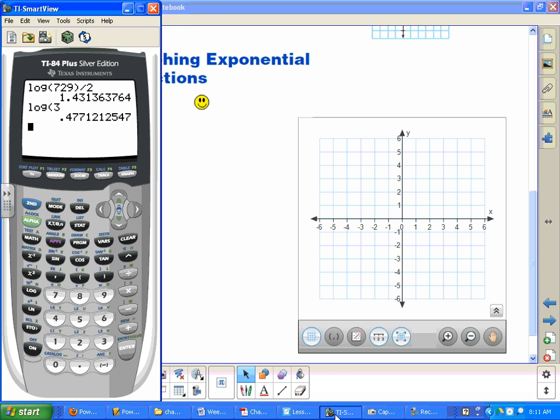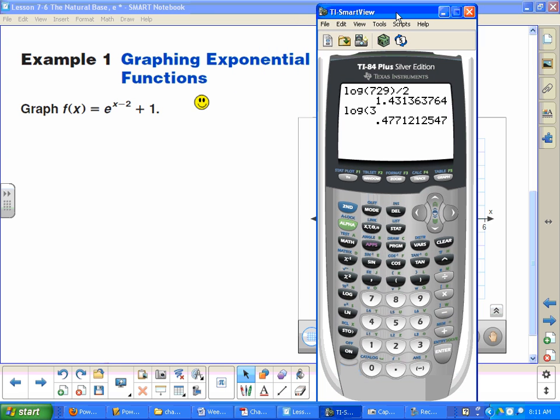So on our calculator, we've got e raised to the power of x minus 2, plus 1. On our calculator, e is second and then the ln key. And then raising it to the power of x minus 2, and then plus 1. Okay. And then we can use our standard viewing window and see what that graph looks like.